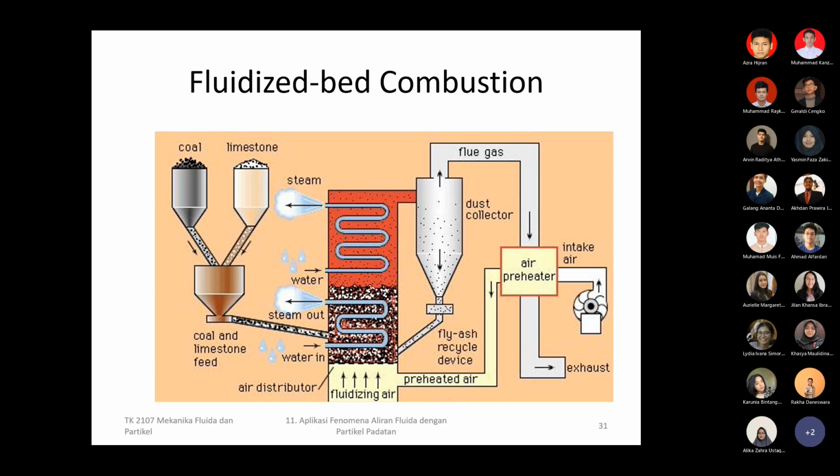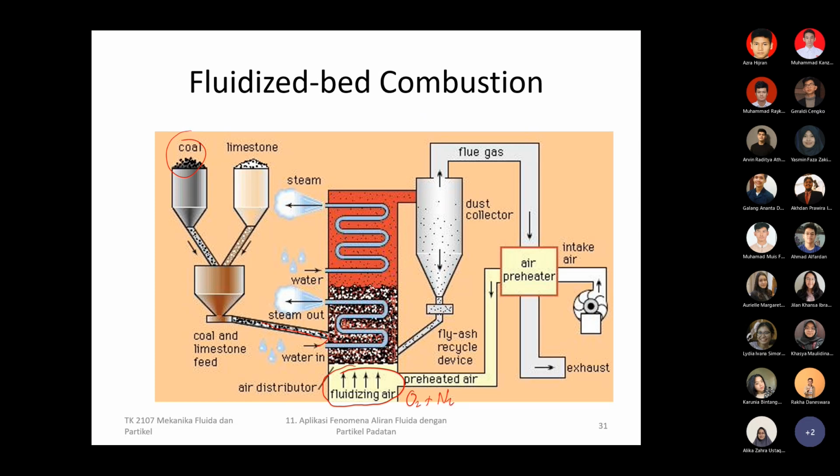So this is another example, fluidized bed combustion. Here we have coal. Again, coal must be crushed so that the diameter is not too big, and then it's sent to the main combustion chamber, where it will contact the fluidizing air. Again, that is oxygen plus nitrogen, or even pure oxygen in some cases.